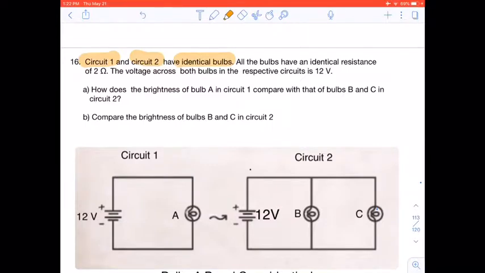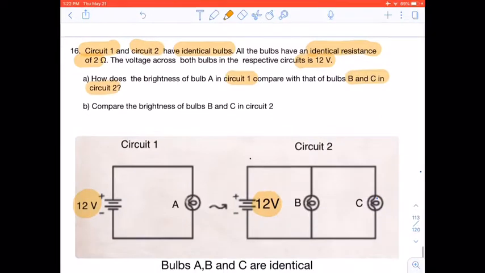So all bulbs have identical resistance of 2 ohms, and the voltage across both bulbs in the respective circuit is 12 volts. As you can see here, 12 volts, 12 volts, right? Now, how does the brightness of bulb A in circuit 1 compare with bulbs B and C in circuit 2?